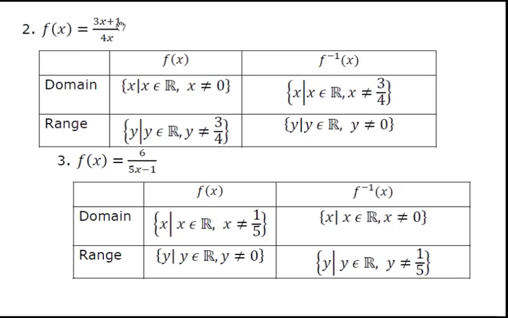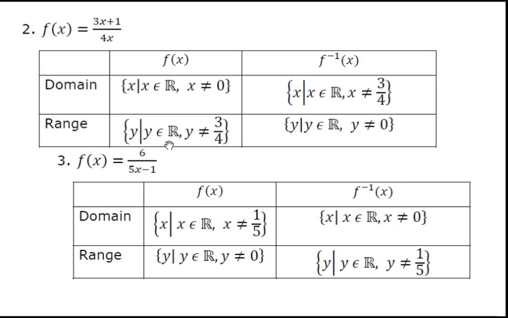Why 3/4 again? Let's examine the degree of the numerator. It's 1. The degree of the denominator is also 1, because the power of x is 1 in both the numerator and denominator. If the degrees of the numerator and denominator are equal, then the horizontal asymptote is equal to a over b. What is a over b? A is the coefficient of the leading term in the numerator and b is the coefficient of the leading term in the denominator. In this case, a is 3 and b is 4.